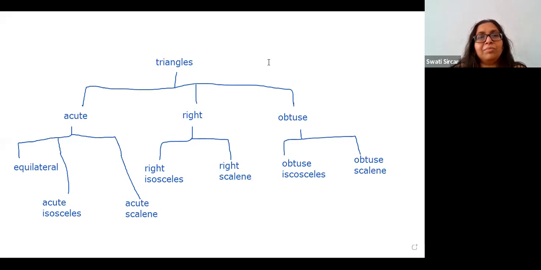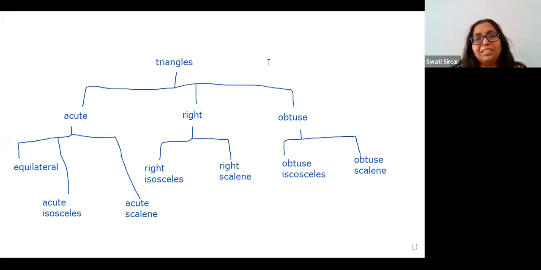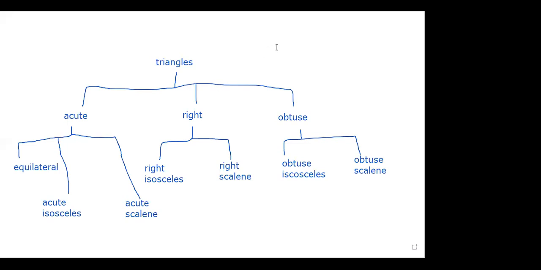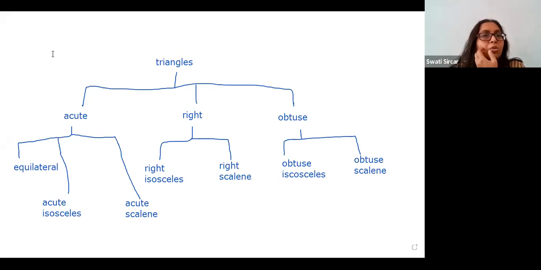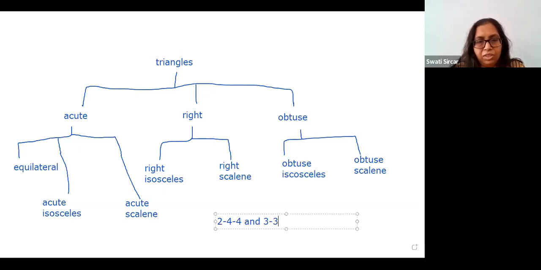4, 4, and 2. That's one possibility. Is there any other possibility? 4, 3, 3. Yes. So we get 2 possibilities. One is 2, 4, 4. Another is 4, 3, 3, or 3, 3, 4. Now, if you try to draw them, you will see how they are different.